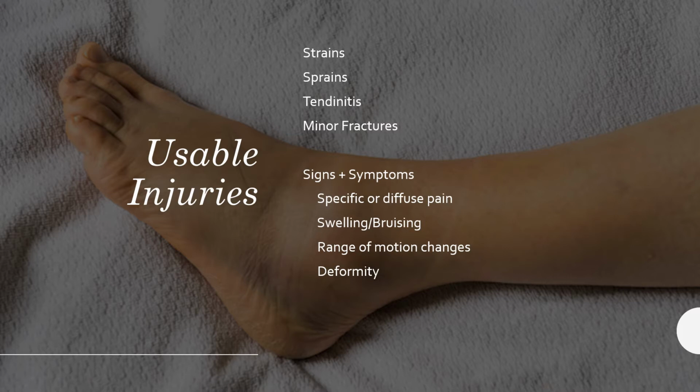What these are accompanied by, for signs and symptoms, is specific or diffuse pain. They may have pain centrally located in a certain area, or it may be diffuse throughout the entire extremity or area, like you can see in this ankle. It's usually accompanied by some swelling and minor bruising. There may be some slight deformity. However, we want to note that these emergencies are wounds that don't have any protruding bones.